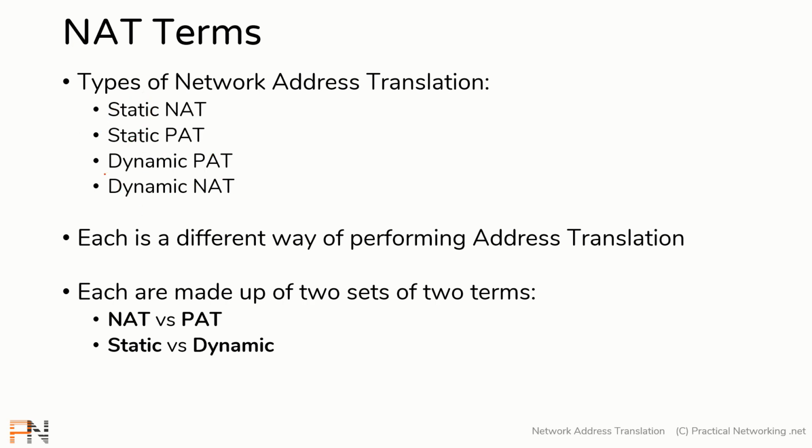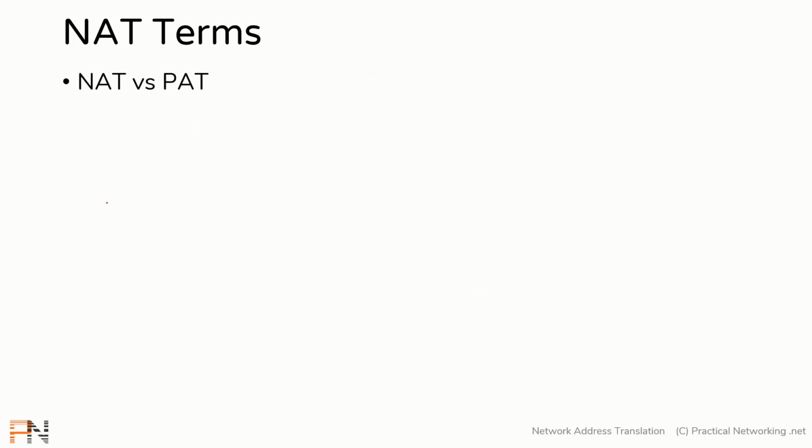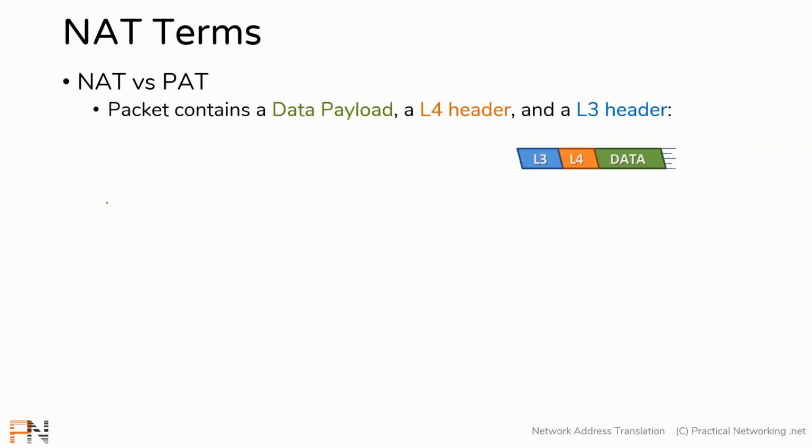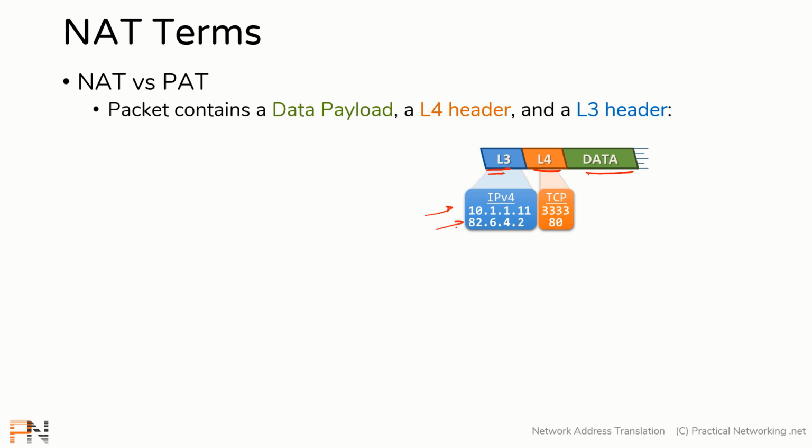What I want to do in this particular lesson is outline what each of these words mean individually so that later on, when we look at the combined form, you know exactly what is going on. We'll start with the words NAT versus PAT. Every packet as it crosses the internet includes a few different headers. It's got the data payload, a layer 4 header, and a layer 3 header. The layer 3 header has things like the source IP address and the destination IP address. And the layer 4 header would include the TCP or UDP header and the source port and destination port.